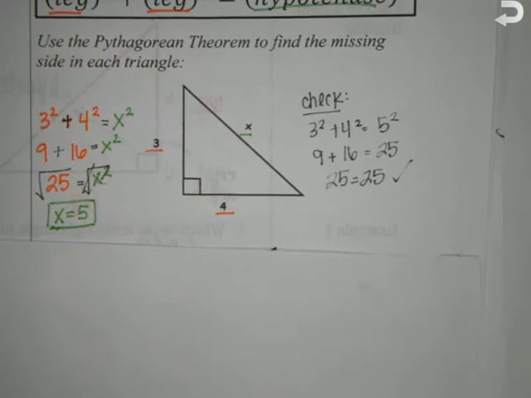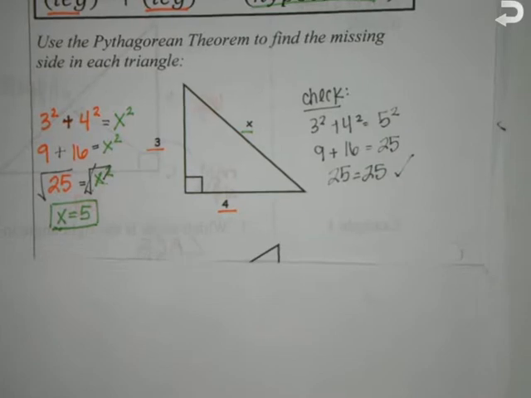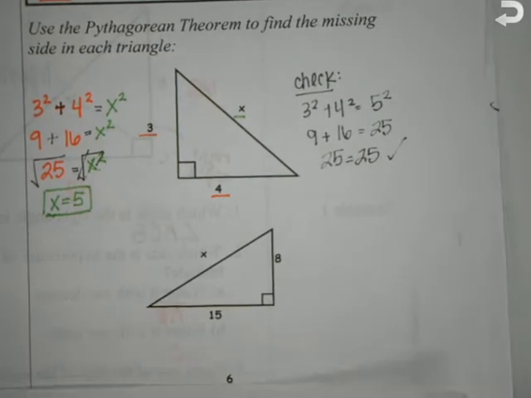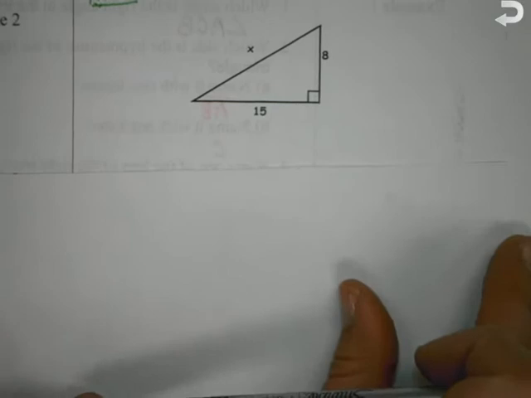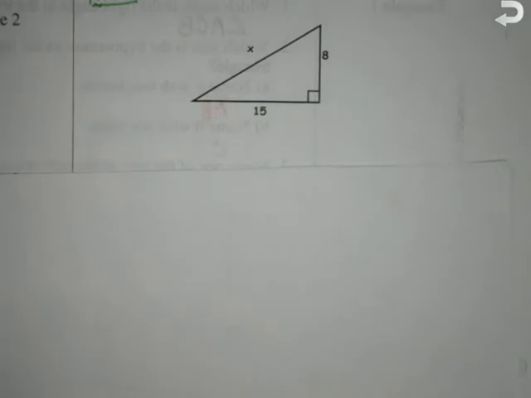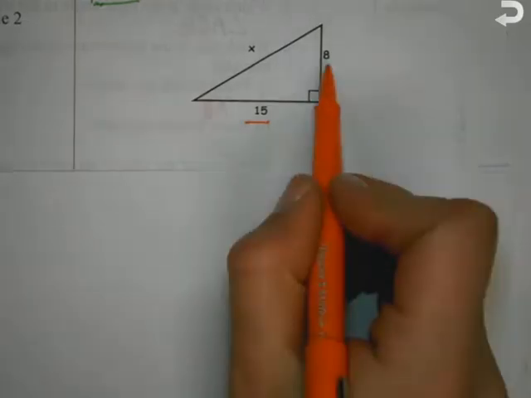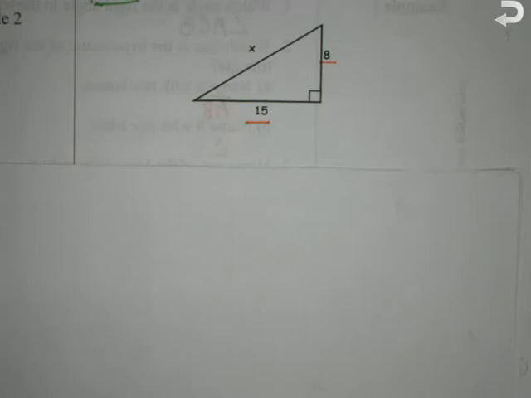Let's try another one. Example 2. Can someone name one of the legs for me? 15, thank you, Anthony. And what's the other one, Emily? 8 is the other one. What is the hypotenuse here, guys? X. We don't know what it is yet. So let's plug everything into the Pythagorean theorem.